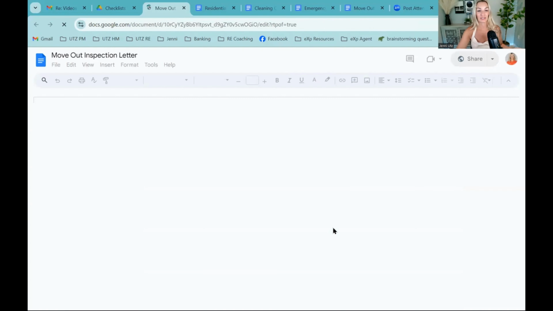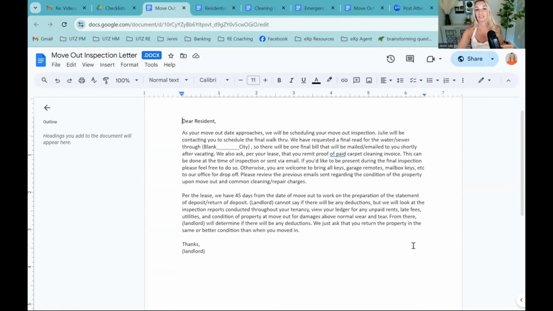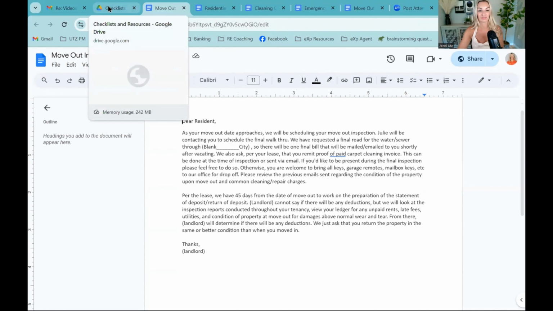The inspection letter, this is what we send out. Some of our leases now have changed from the dates, 45 days or 60 days, whatever that looks like now, and what is expected of them as well.